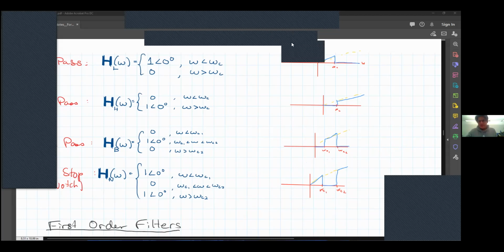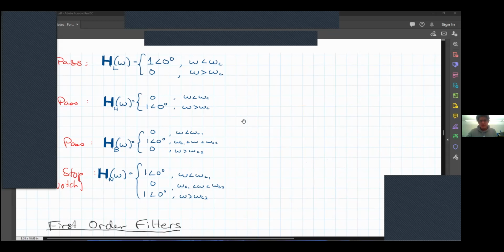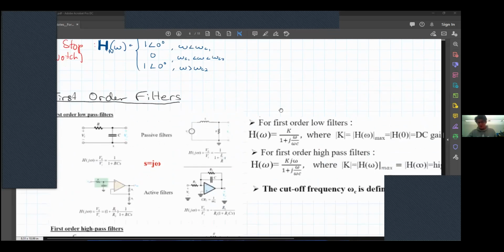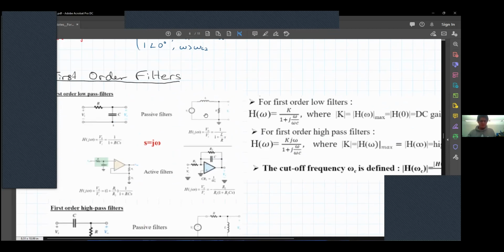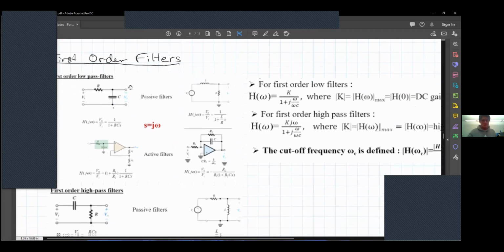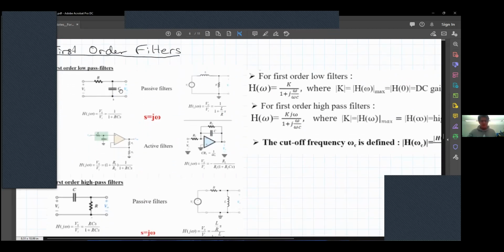Okay, so I'll clear that now and then keep going. So you can make filters as first order functions or second order functions. And you can use your elementary components. So you can use passive filters with resistors and capacitors or resistors and inductors, or you can use active filters using operational amplifiers.